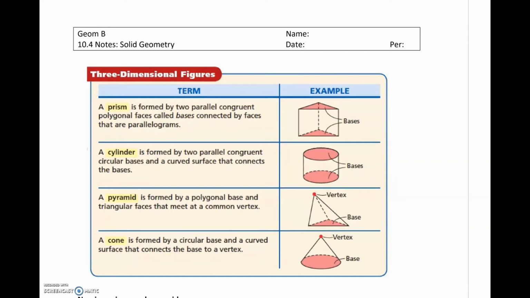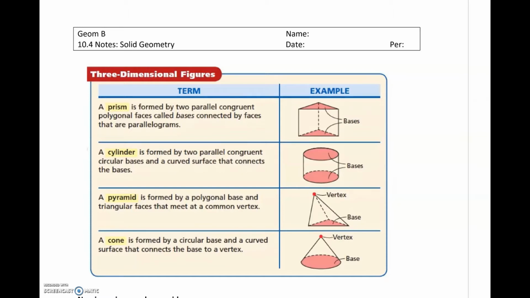All right, we're going to be moving on from two-dimensional shapes like all of our polygons and circles, and now move into the realm of three-dimensional figures. So now we're going to add some kind of height or depth to create basically a solid. So we have some vocabulary we want to talk about first. First off, we have a specific type of solid called a prism.